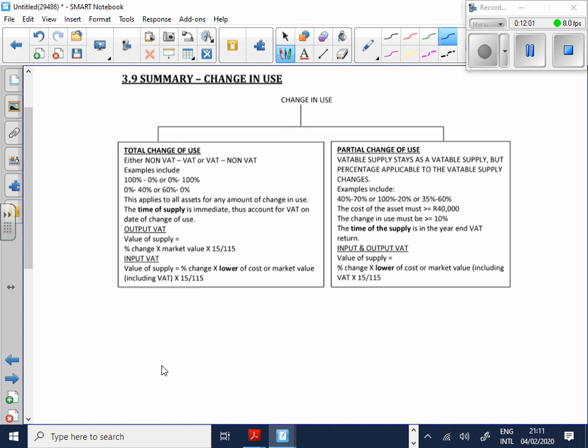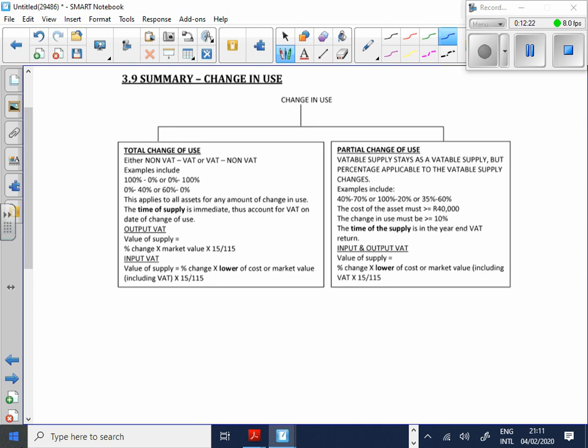No, I've never seen that being done. Normally they don't get so nasty. If it's an apportionment question, it's an apportionment question. But the one thing that they do integrate with apportionment is change in use. So I just want to discuss this with you.